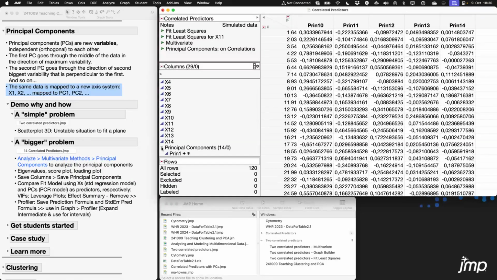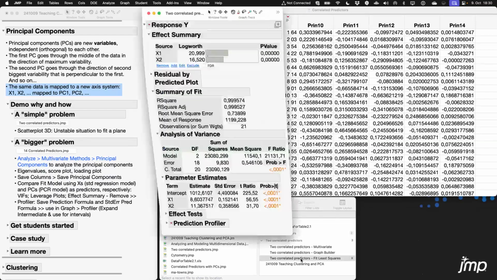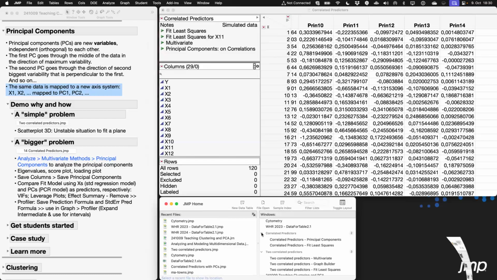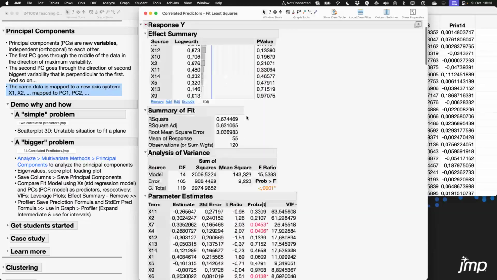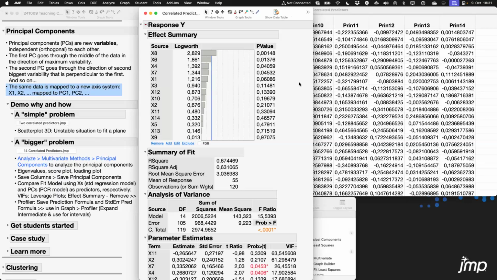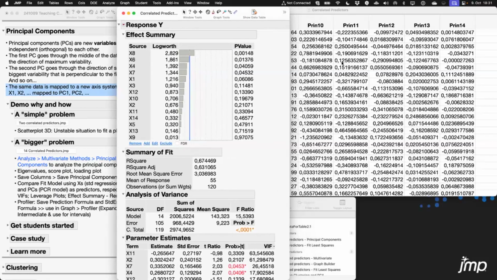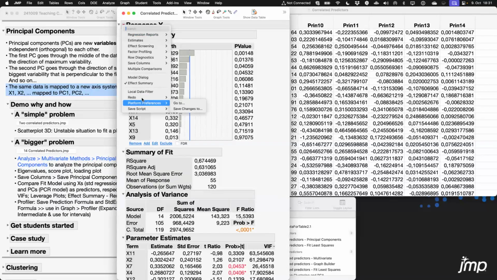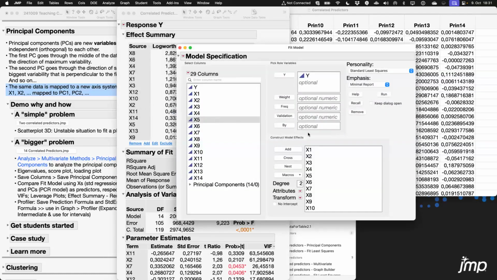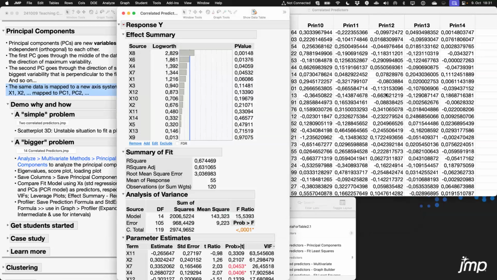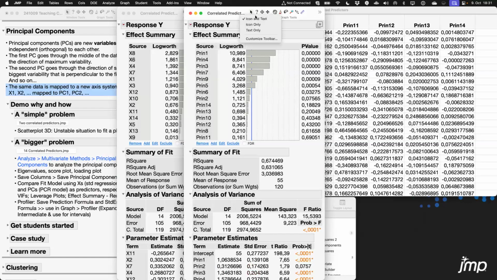Now they are available here in a column group, principal components. And we still have this model using our predictors, right? So now I build the same model. Let's relaunch this analysis again, but I remove all the predictors and take the principal components in here. Remember, same data, no worries, just a different axis system. And I run this analysis. I put it side by side.